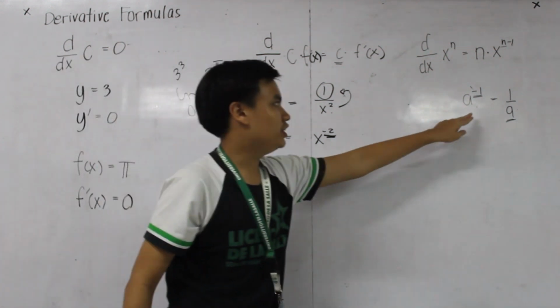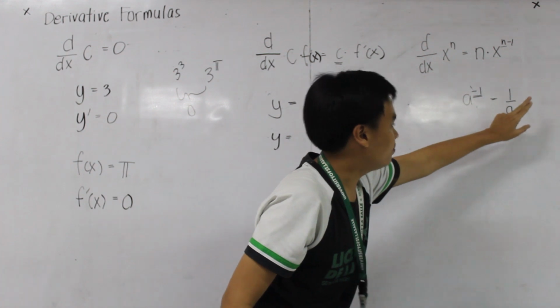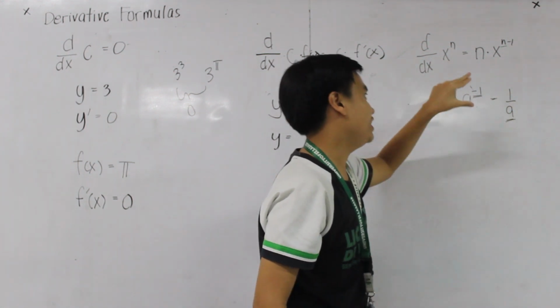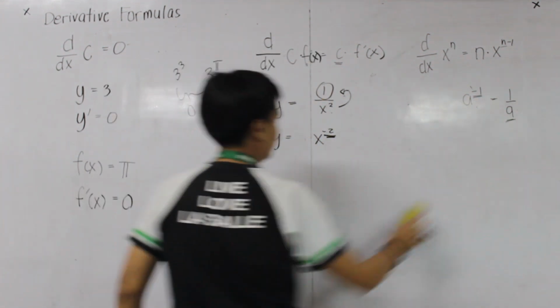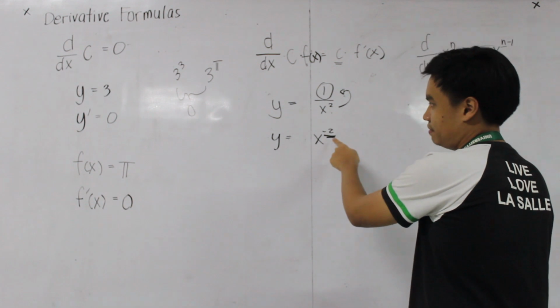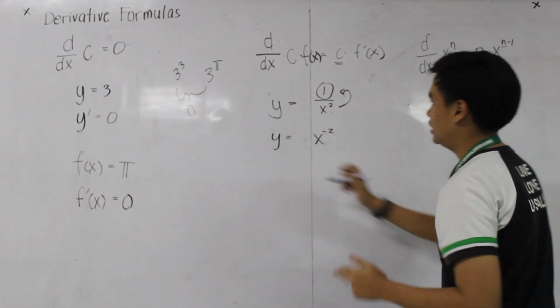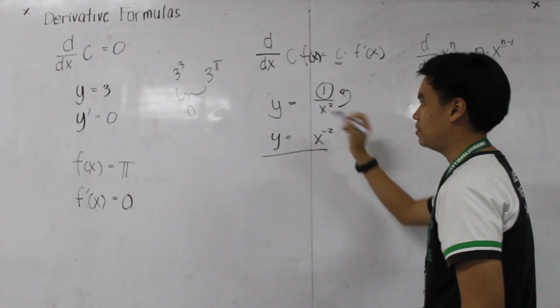Because we follow the rules of exponents, right? If the exponent is positive but in the denominator, we transfer it to the numerator and make the exponent negative. So now, since we have this type of equation, we can apply the power rule. The same rule applies.